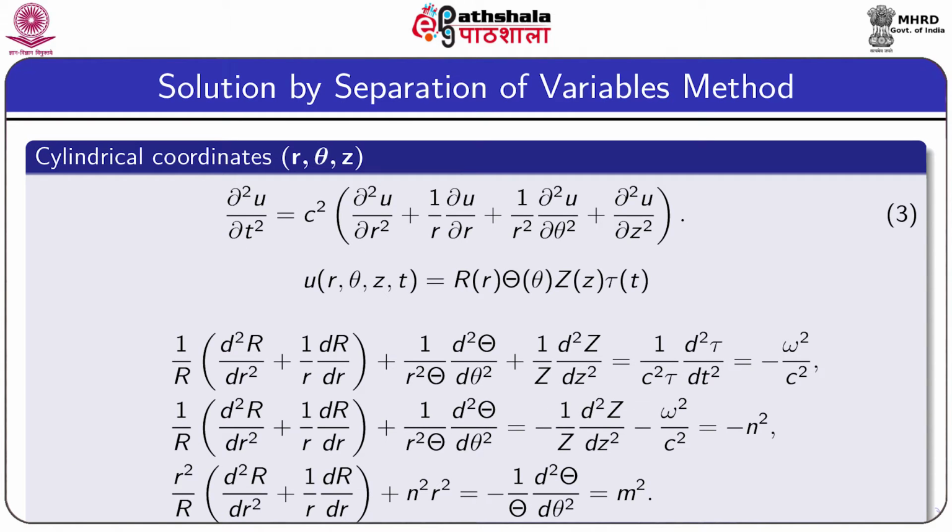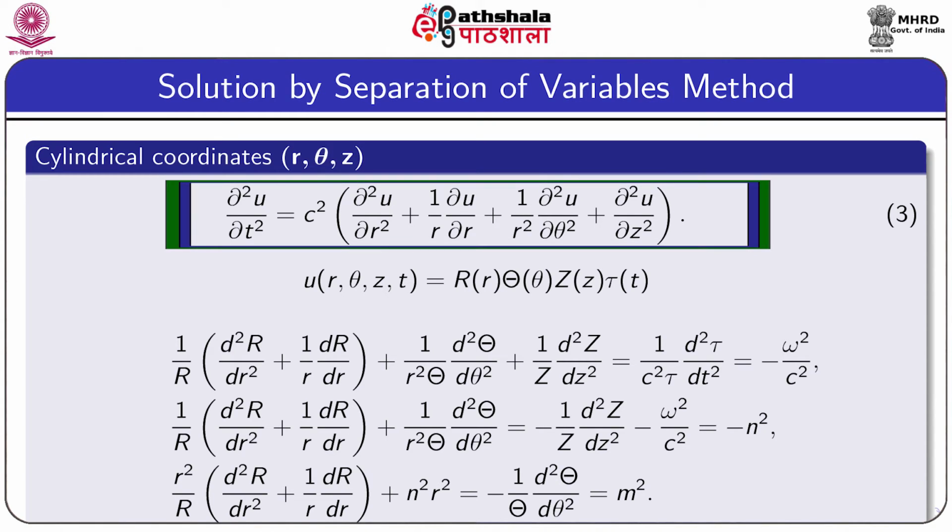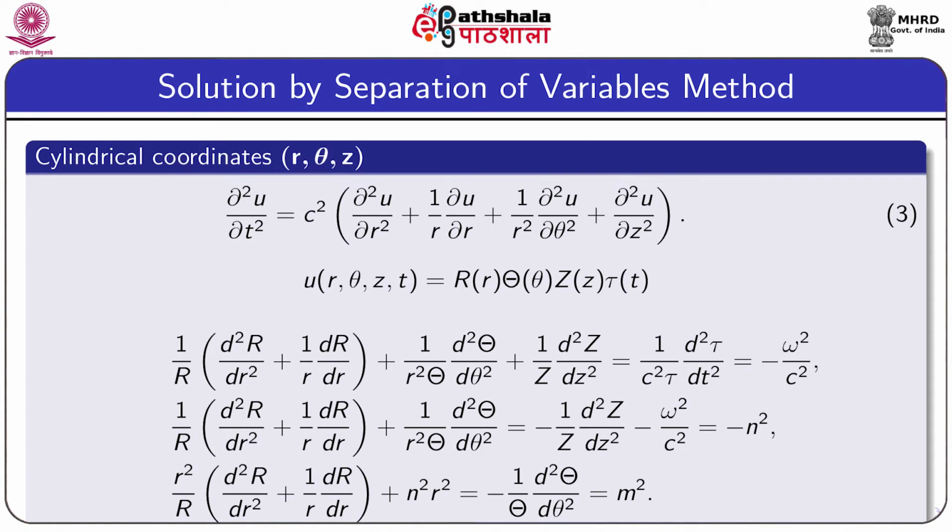Now, we are trying to find the solution of the wave equation in the cylindrical coordinate system. The wave equation in cylindrical coordinate system can be expressed as it is given in equation number 3: del 2u del t square equals c square into del 2u del r square plus 1 by r del u del r plus 1 by r square del 2u del theta square plus del 2u del z square.